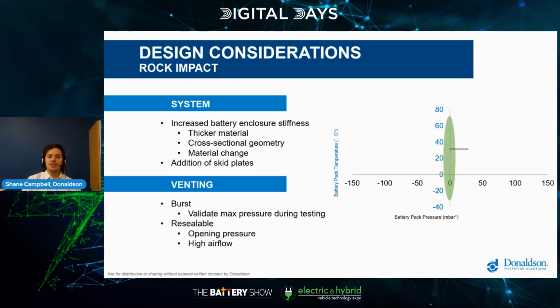From the venting perspective, it is important, especially with a burst style vent, to validate what is the max pressure that this vent can handle during testing to ensure that it will not prematurely burst. With a resealable vent, we can tune the opening pressure so that if there is a sudden spike in pressure, the vent can help relieve that. And also, we have the option of using higher airflow, more vents, or higher permeability to relieve the pressure faster within the pack.